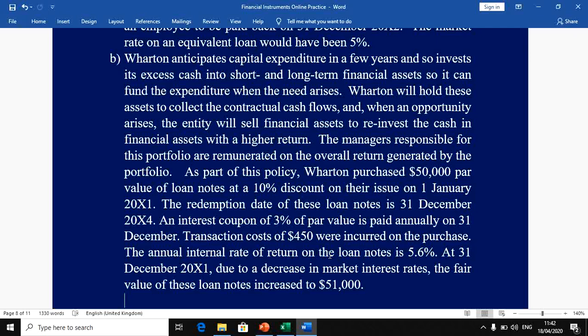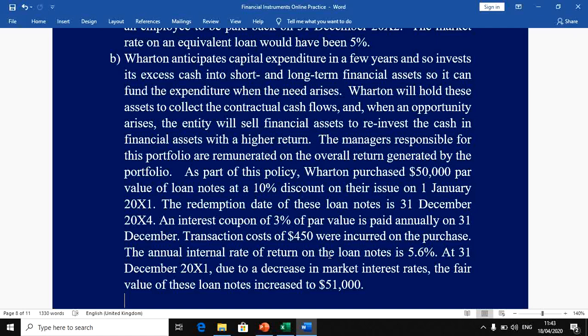Wharton will hold these assets to collect the contractual cash flows, and when an opportunity arises, the entity will sell financial assets to reinvest the cash in financial assets with a higher return. The managers responsible for this portfolio are remunerated on the overall return generated by the portfolio. As part of this policy, Wharton purchased 50,000 par value of loan notes at 10% discount on their issue on 1st January 20x1. The redemption date of these loan notes is 31st December 20x4.